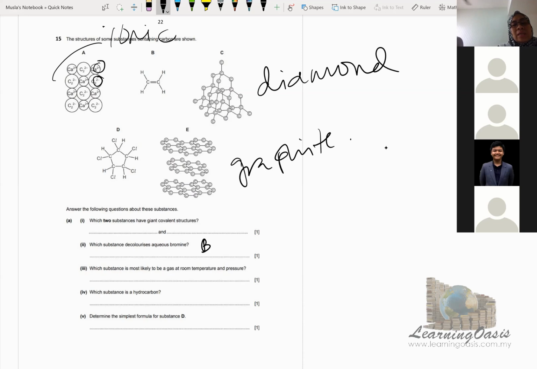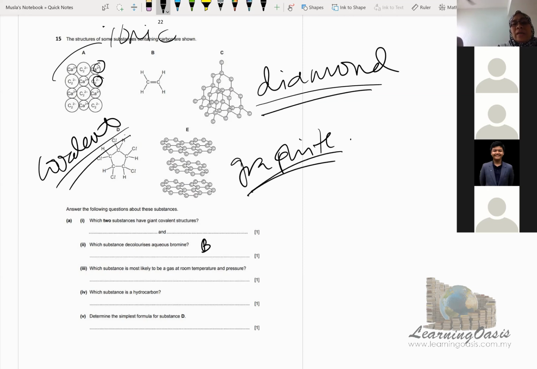Alkane. D is covalent. How do you know this is covalent? Because it's made up of carbon, hydrogen, and chlorine. Carbon, hydrogen, and chlorine are non-metals, right? So these are covalent, and then these are covalent as well, right? So which substance is most likely to be a gas at room temperature?